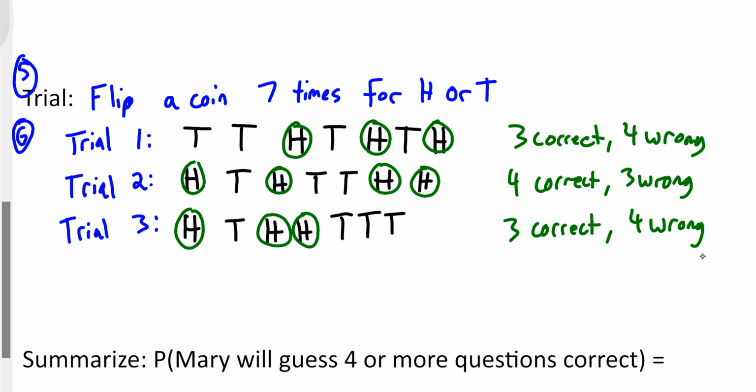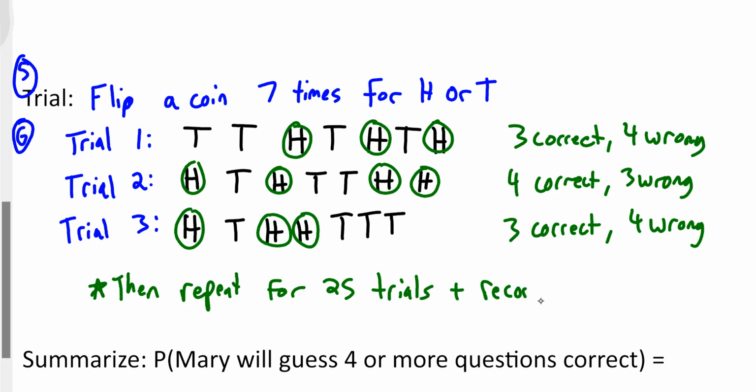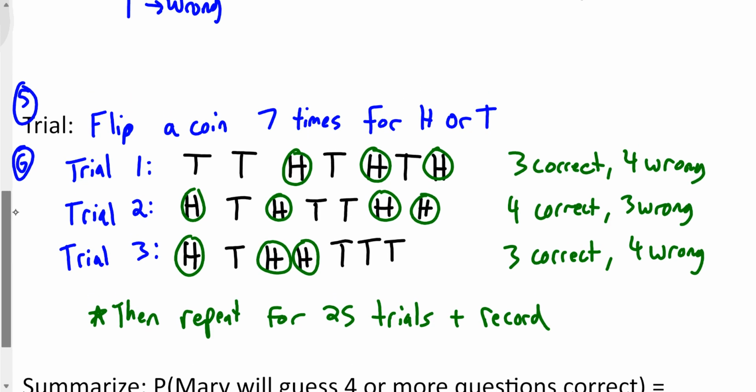Now, we would have to repeat it for at least 25 trials. We want to get a good sample size. We want at least 25 trials, and I'm just going to right now make a note: then repeat for 25 trials, and record. You do need to do 25 trials. So if you're doing a homework assignment, you can work with a couple partners and just divvy it up so you have at least 25 of them. But you don't have to write out every single trial.